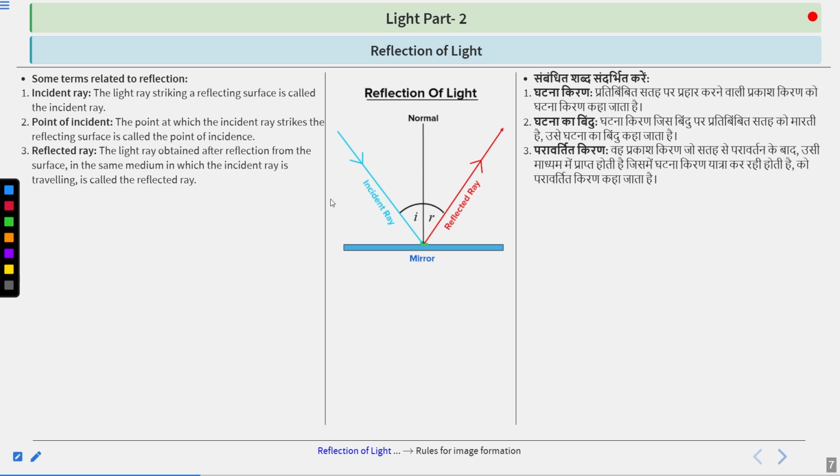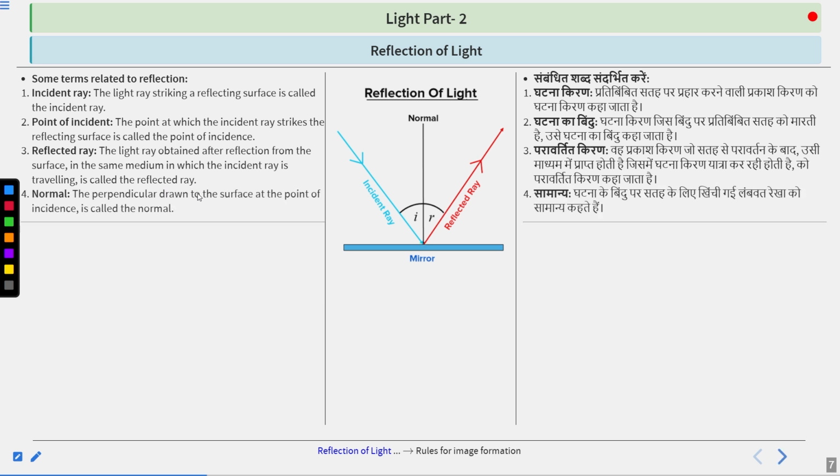The incident ray was coming from air or vacuum. The reflected ray is also going back to the air or vacuum. No difference. So the reflected ray is actually the ray that is obtained after the striking ray hits the reflecting surface, and that ray is also directed towards the same medium from where the incident ray was coming.